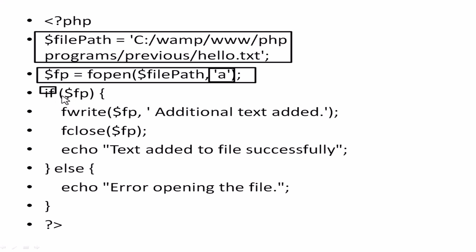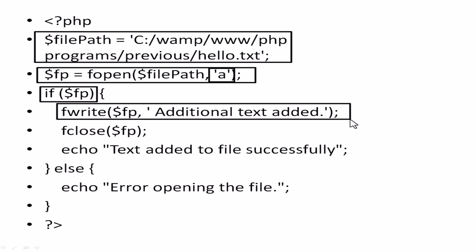Now here you are going to check if $fp, which means you are checking the file permission. If the file permission is right, then you are going to perform the fwrite operation. Here fp is a variable which holds the opened file, so you can open a particular path. The path is already mentioned here. Whether that path is opened successfully, then you can write. That permission is granted and the file exists, so then only you can use it.